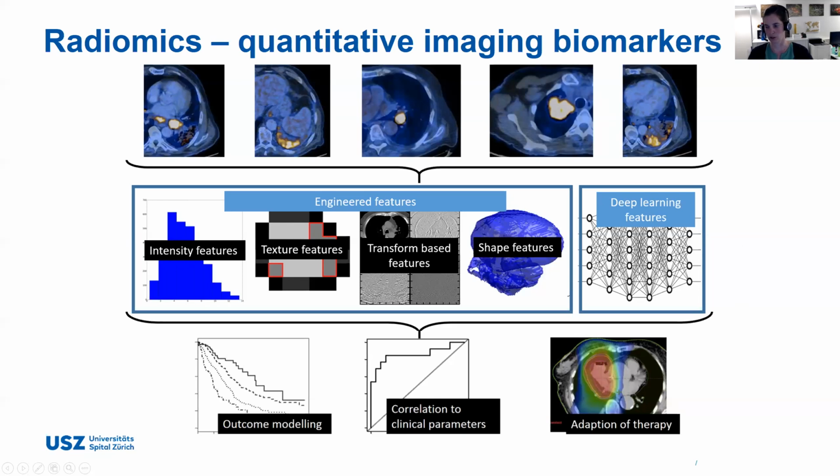And then there are also these so-called deep learning features, where we let the algorithm detect the features inside the image which the algorithm defines as relevant. These features are then used for outcome modeling or correlation to clinical parameters, diagnosis of the patient, and ideally adaptation of therapy. I'm working in radiation oncology, so in our case, it would be the adaptation of the radiation dose, but it could also be a chemotherapy, for example.